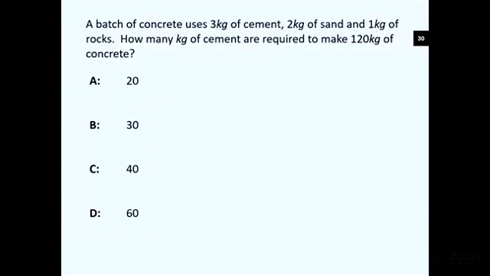So some random multi-choice ones. A batch of concrete uses 3 kilos of cement, 2 kilos of sand, and 1 kilo of rocks. How many kilos of cement are required to make 120 kilos of concrete? Now, know that concrete is the word for the combination of all of these things.